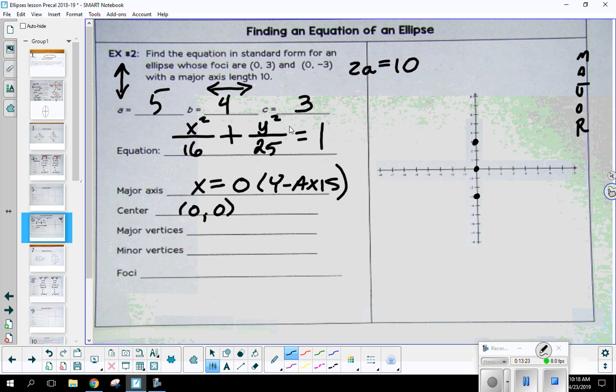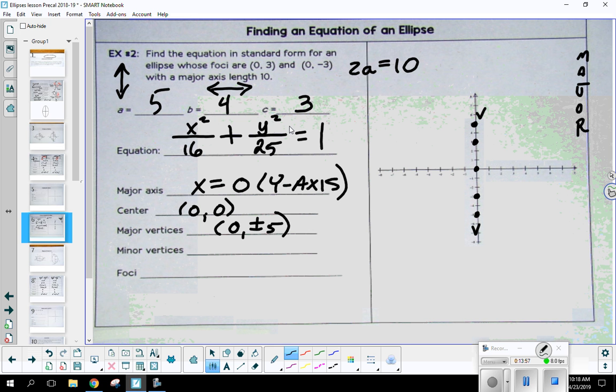Let's see. We said we were going to go up and down 5 for the major, so I'm going to go up 5. That's a vertex. I'm going to go down 5. That's a vertex. Okay. So what's the upper vertex location? 0, 5. The bottom one is 0, negative 5, right? So this is an example of when I can combine those. I can just say 0 plus or minus 5. You won't always be able to do that. You're going to see it on the next problem.